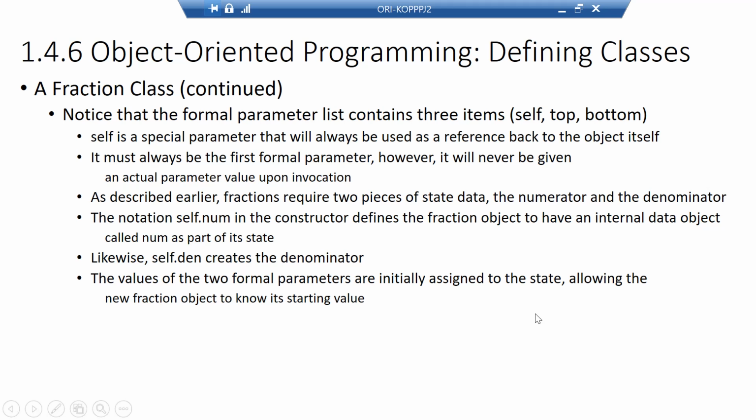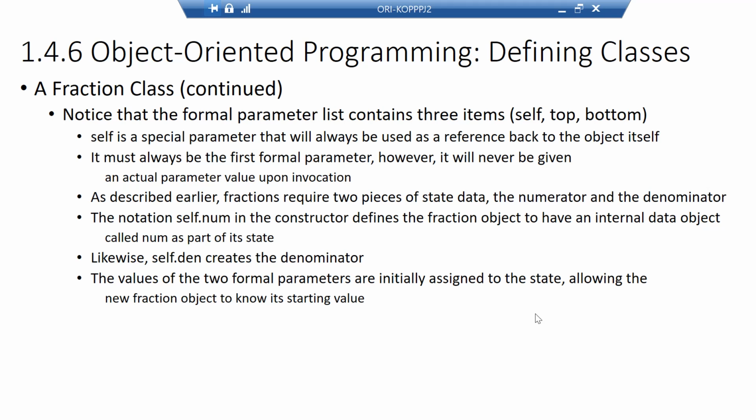Notice that the formal parameter list contains 3 items: self, top, bottom. Self is a special parameter that will always be used as a reference back to the object itself. It must always be the first formal parameter. However, it will never be given an actual parameter value upon invocation.